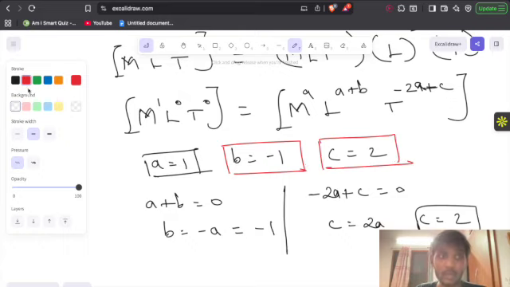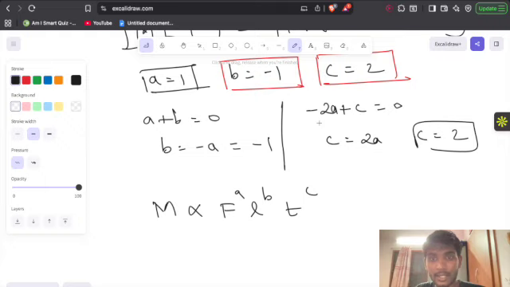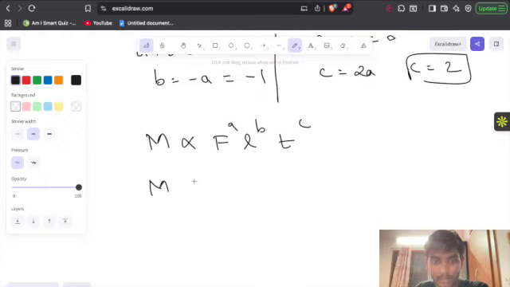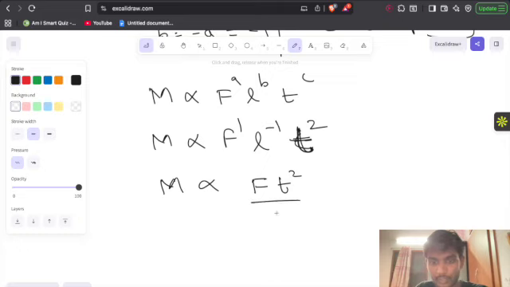After this, I can go to my first step where I've written m is directly proportional to f power a, l power b, t power c. Now let me just substitute a, b and c over here. So m is directly proportional to f power 1, l power minus 1, t power 2, t square. So now m is directly proportional to f, sorry, this is t power 2: f t square by L.